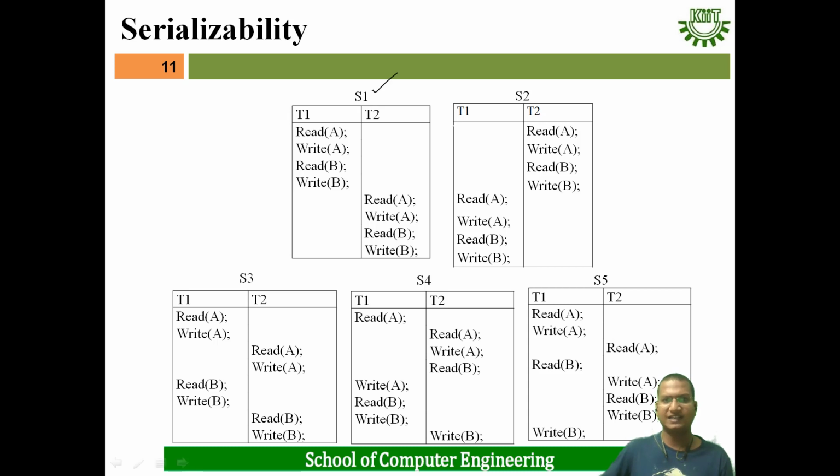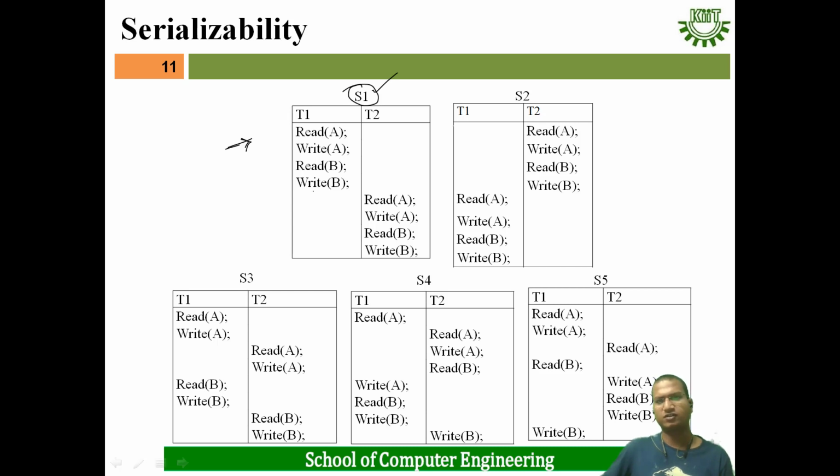Here S1 is a serial schedule. This is read A, write A, then read B, write B. And T2 transaction: read A, write A, read B, write B. That means in the S1 we considered previously, transaction T1 was the transfer of $100 from account A to account B. All other instructions except the read and write I have removed, and I have written only read and write operations here.